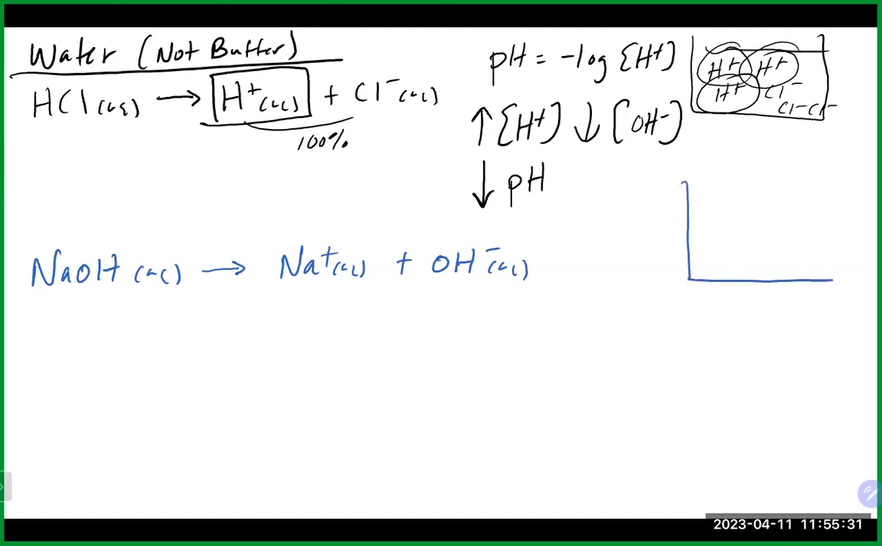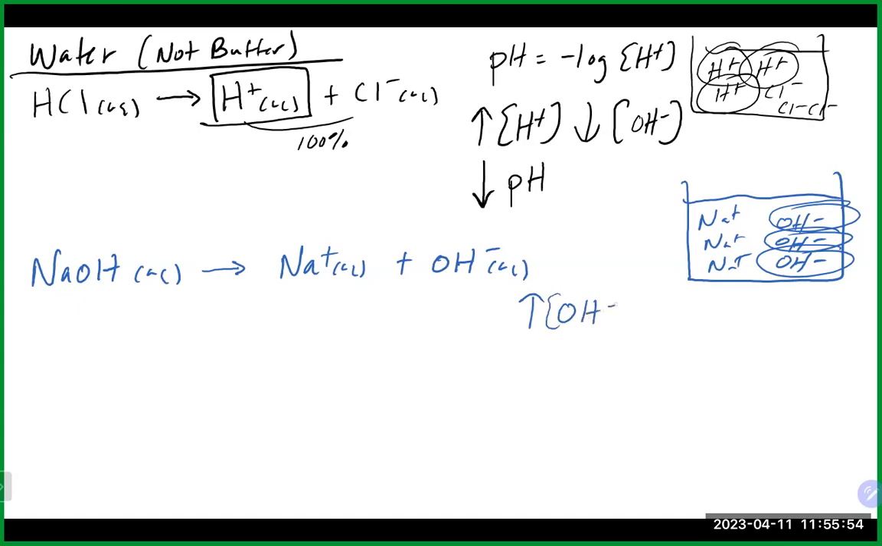So in our beaker here, we basically just made a bunch of sodium ions, but we also made a bunch of hydroxide ions happening here. So by dumping the sodium hydroxide into water, which is not a buffer, we have just increased the hydroxide concentration. By default, that means the H plus concentration went down. And that means in this case, the pH will go up.